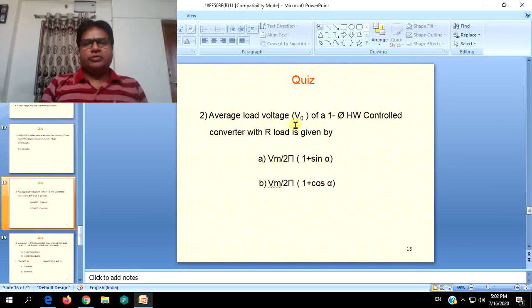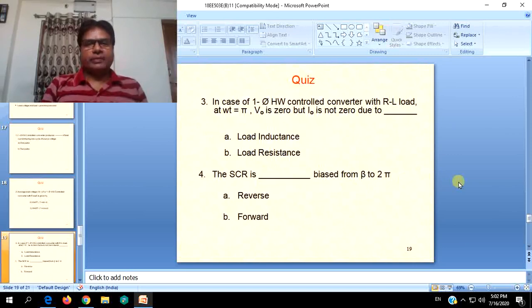Average load voltage V0 of a single phase half wave controlled converter with R load is given by, just recall the expression, Vm by 2 pi into 1 plus cos alpha.